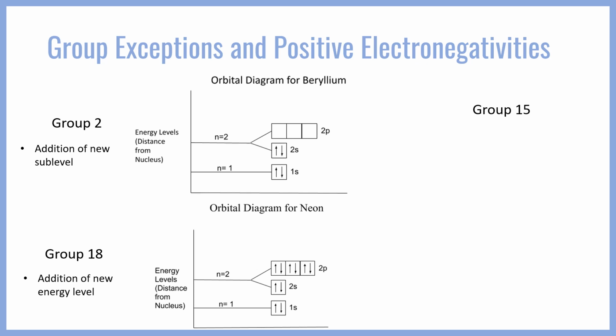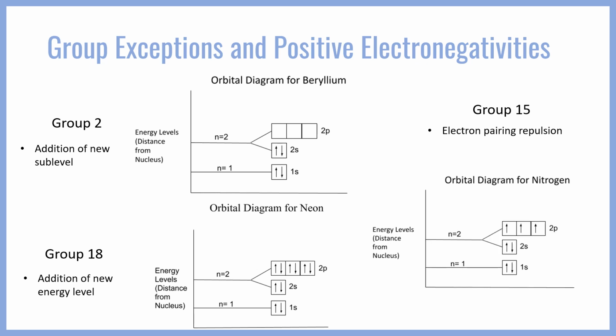Perhaps the most interesting, though, is the trend that occurs with group 15, and that has to do with the energy of electron pairing, specifically the repulsion of electron pairing. If you look at the orbital diagram for nitrogen, you see that it has a set of 3 unpaired electrons in its 2p orbital. Any new electron will have to necessarily pair up with one of these electrons. This significantly increases electronic repulsions within the atom, since these 2 electrons are now occupying the same spatial orbital, and this will counteract the energetic benefit of the nuclear attraction. As a result, nitrogen has an electron affinity that is essentially 0 kilojoules per mole.